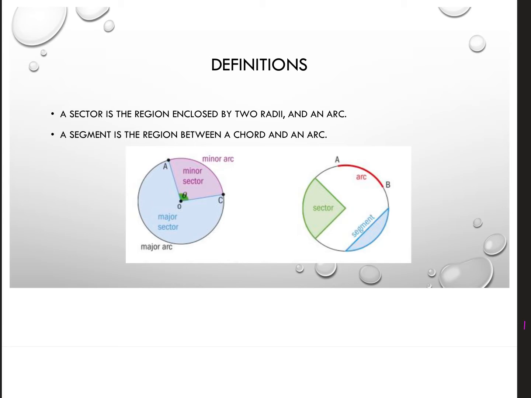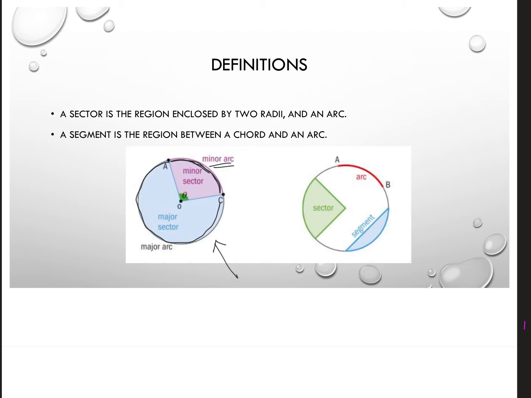A sector is a region enclosed by two radii and an arc. In this particular picture, the pink part and the blue part are considered to be the sector. There are two arcs. There's a minor arc, which is this one, which is less than 180 degrees. And then there's this major arc, which is more than 180 degrees.